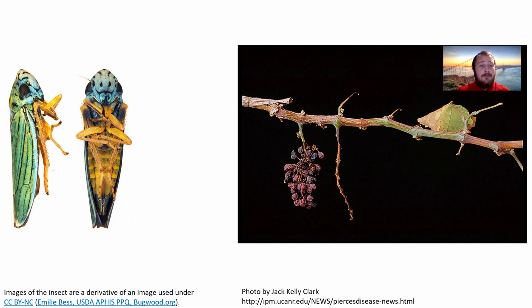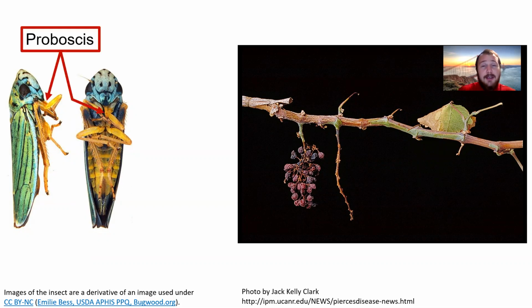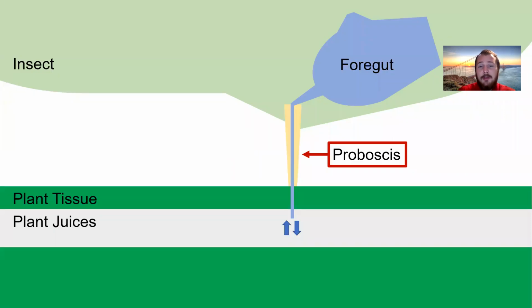Blue-green sharpshooters feed on grapevines by piercing plant tissue with their proboscis, which is indicated by the arrows and shown on the next slide. This diagram illustrates the proboscis piercing plant tissue during insect feeding. The insect sucks plant juices into the foregut and then spits them back out. It's during this process of repeatedly sucking in and spitting out that the disease is thought to be transmitted.